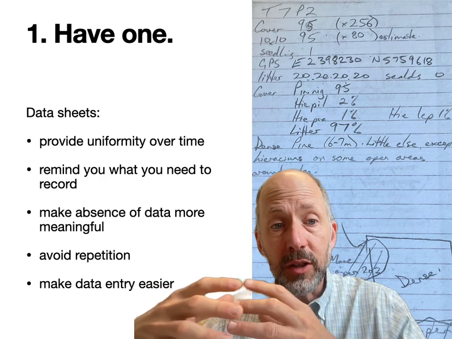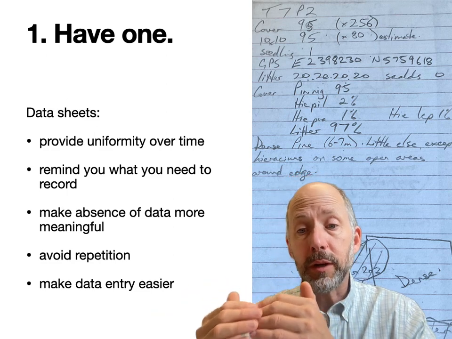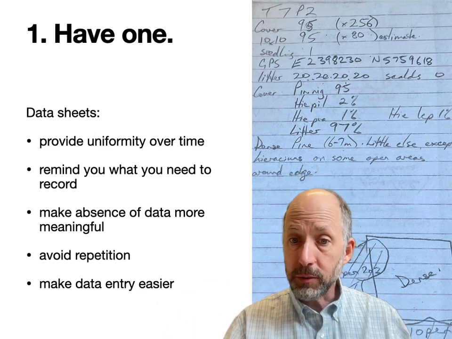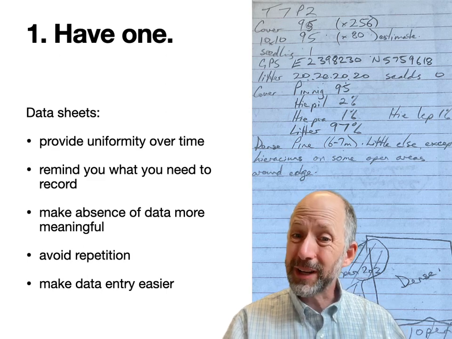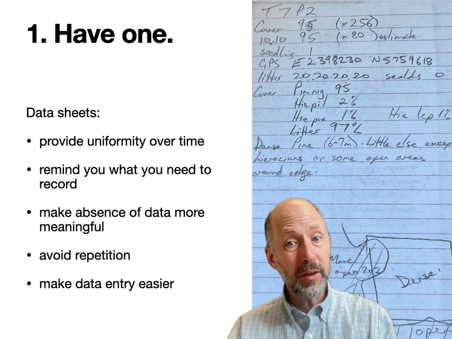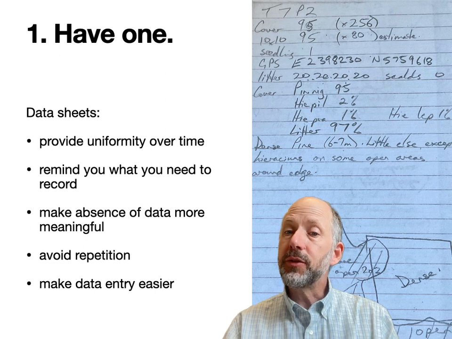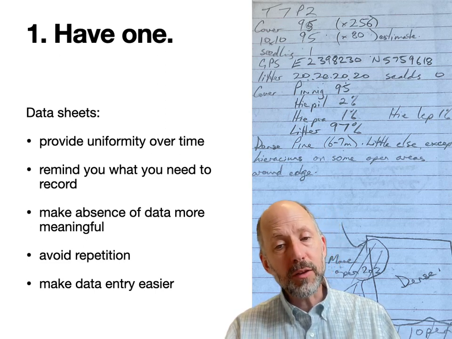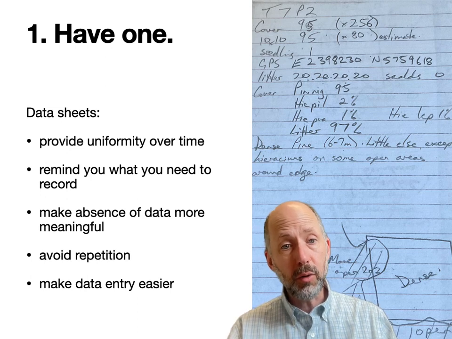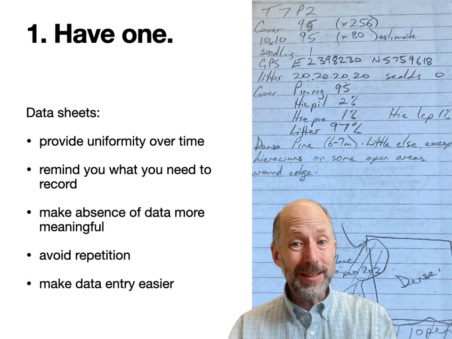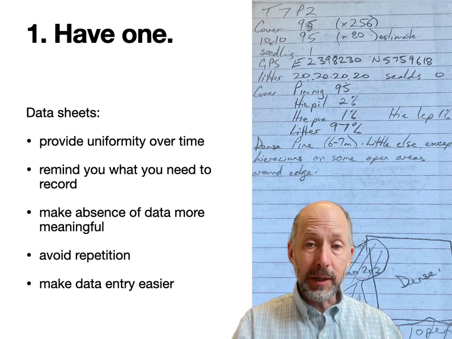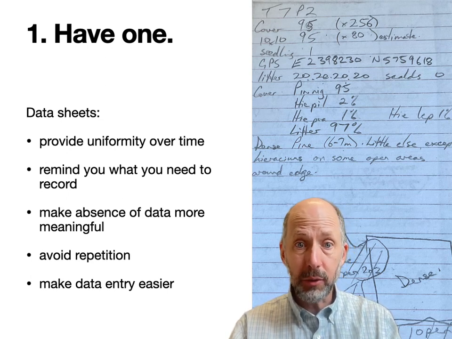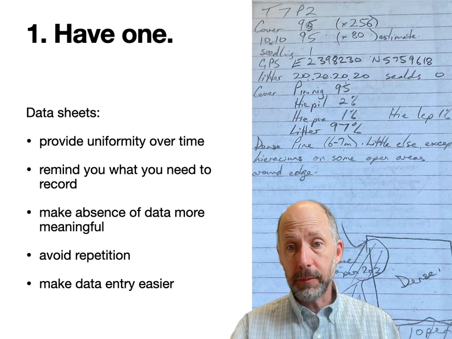If we had used a data sheet, it would provide uniformity over time, so that when you start the day, you might be recording one set of information. You work outside in the sun all day, or you're working in the lab getting really tired. You stop recording everything in the same way. A data sheet tries to keep you on track. It tells you what you need to record so that what you're doing at the end of the day is the same as what you're doing at the beginning of the day. It reminds you by reminding you what it is that you need to record.